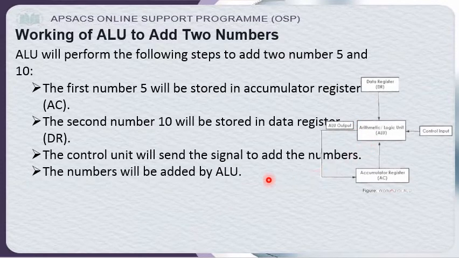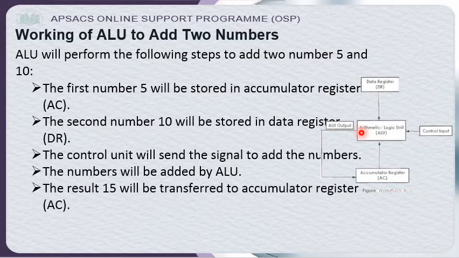The number will be added by the ALU. Right now, orders are given to the ALU to take the number from the accumulator register, take the number from the data register, and do the addition. Once the order is given, the ALU will perform the addition on those two numbers.